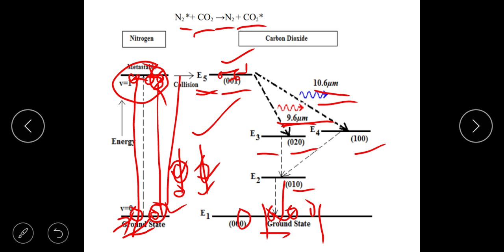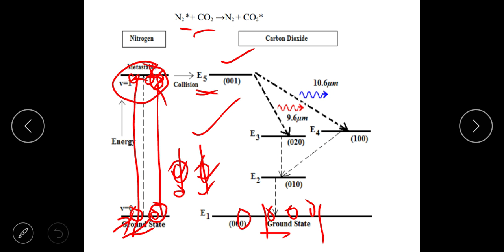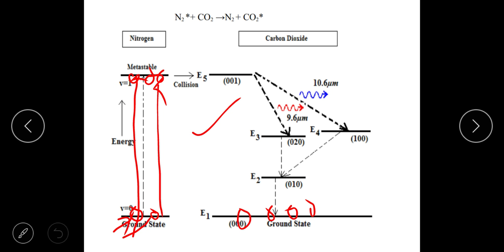Essentially, you will have a laser of 2 different wavelengths. One is 9.6 micrometer. This is a stimulated emission between E5 and E3. If this stimulated emission happens between E5 and E4, you will have 10.6 micrometer to be the wavelength of the laser. So essentially, let me repeat the entire thing once again for the sake of clarity, so that it will become absolutely clear.